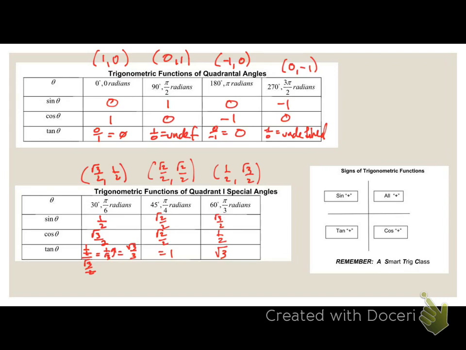Okay? These values, if you just know this table, sine, cosine, tangent, for those angles, and you remember this that we've seen before, a smart trig class, which tells you that in quadrant 1, all functions are positive. In quadrant 2, just the sine function is positive. Quadrant 3, just tangent is positive. And in quadrant 4, just cosine is positive. Really can help you think through and find your sine, cosine, and tangent without thinking about the entire unit circle.